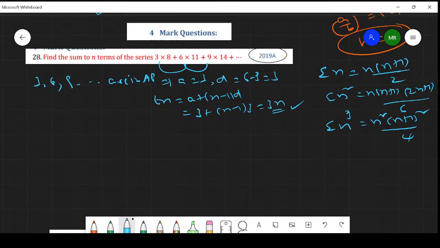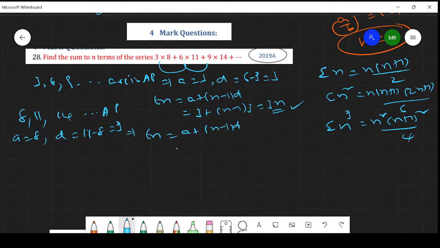The first factors are done. Second factors you can consider 8, 11, 14 and so on. These are also in AP. Here you can see A is equal to 8. Common difference is 11 minus 8, that is 3. Correct. What is the nth term? Again try to find the nth term here. Tn equal to A plus n minus 1 into D. So 8 plus n minus 1 into 3. You simplify. This will become 3n plus 5.